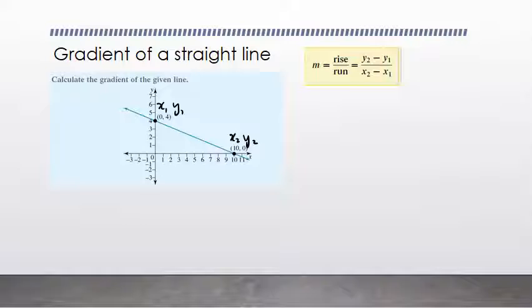Sorry, there is something funny going on with my pen, as you might have noticed in the previous few videos. Alright, so m equals y2, which is 0, minus y1, which is 4, over x2, which is 10, minus x1, which is 0. So we have negative 4 over 10, which is negative 2/5.